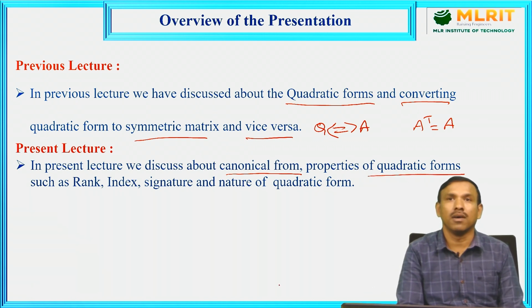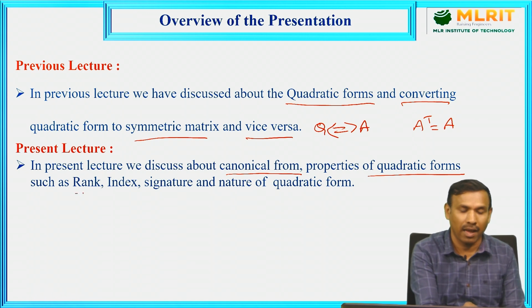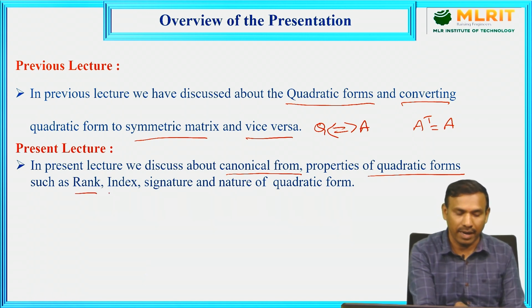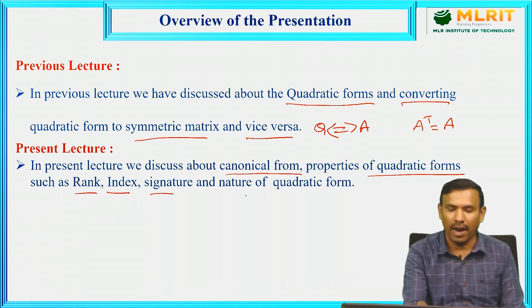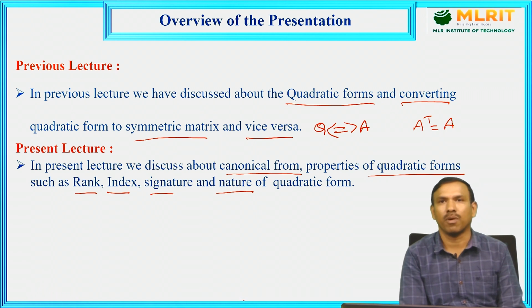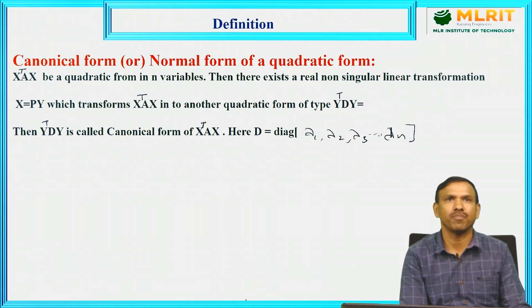What are the properties, such as rank? What is the rank of the quadratic form? Index, signature, and nature of the quadratic form. These all we are going to discuss in our lecture. It is very important in the topic. And now let us define the canonical form.